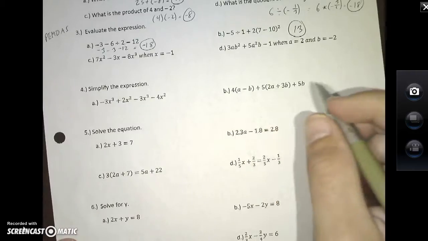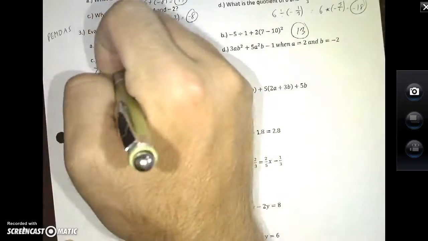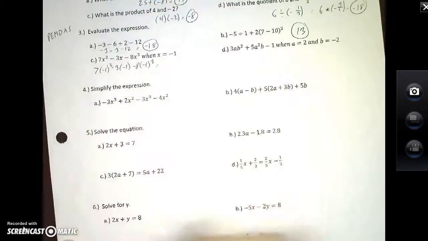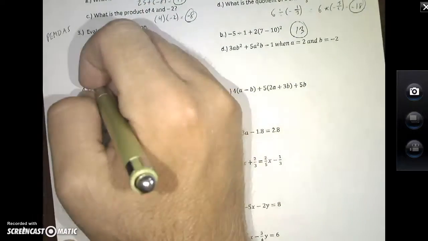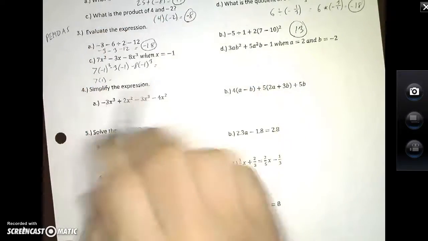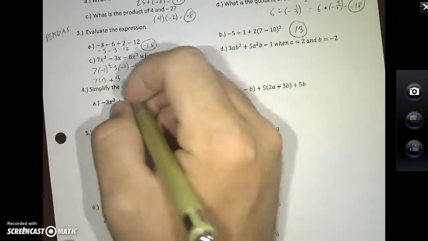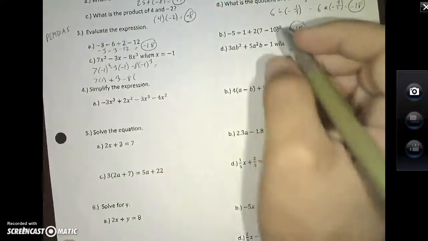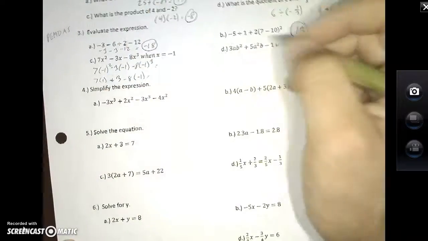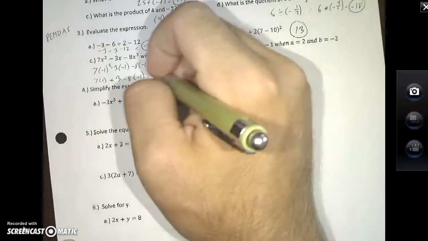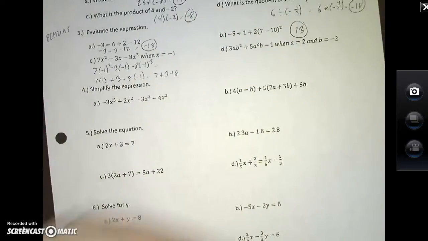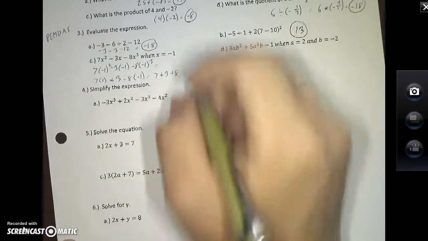7x squared minus 3x minus 8x cubed when x is -1. Plug this in. -1 squared is +1. -3 times -1 is +3. And then over here, -8 showing out front. -1 cubed stays -1. One last little cleanup. We got 7 plus 3 plus 8 because negative 8 times negative 1 is positive 8. 7 and 3 is 10, plus 8, 18.